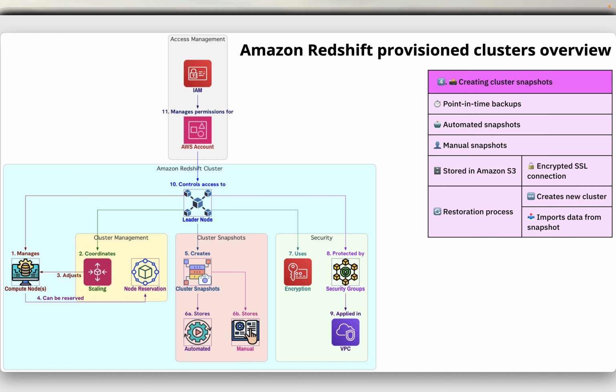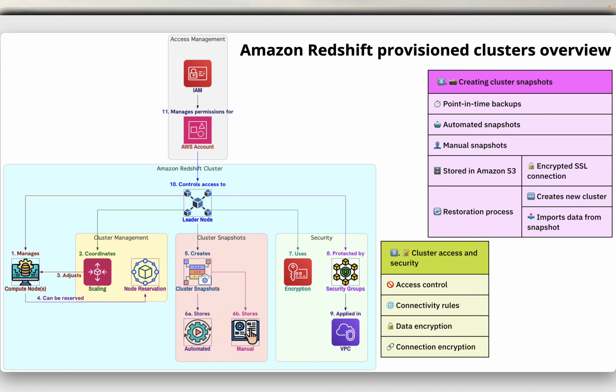Creating cluster snapshots. Snapshots are point-in-time backups of a cluster. There are two types of snapshots, automated and manual. Amazon Redshift stores these snapshots internally in Amazon S3 by using an encrypted Secure Sockets Layer (SSL) connection. If you need to restore from a snapshot, Amazon Redshift creates a new cluster and imports data from the snapshot that you specify.